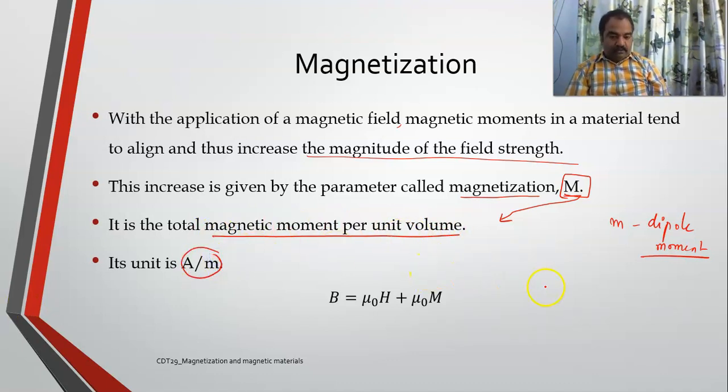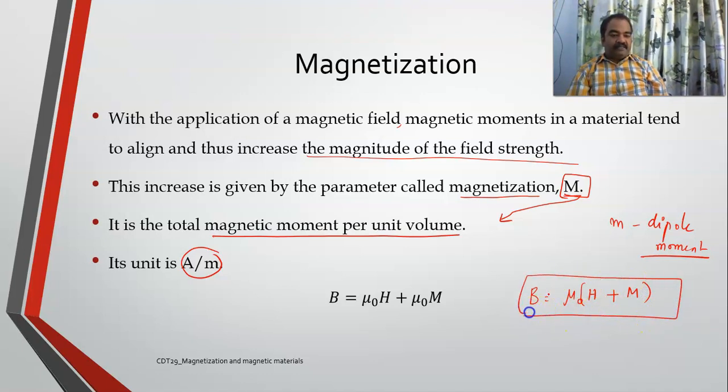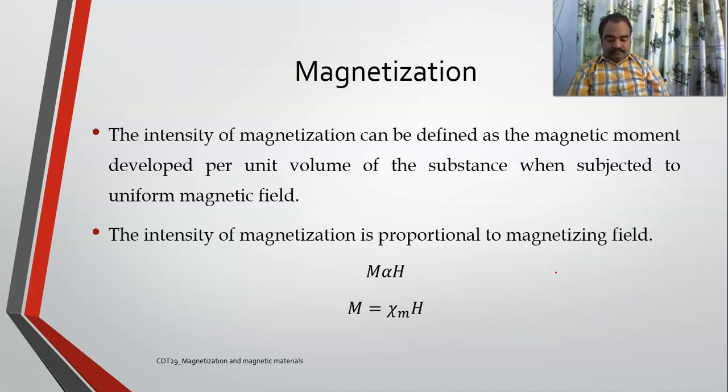Now, if I take the relation between B and H, if there is no material, I can directly take it as B is equal to mu naught H. Now, because of the presence of a material that is experiencing magnetization, the net field is given by B is equal to mu naught into H plus M. Now, the intensity of the magnetization, capital M, is dependent on the magnetic moment per unit volume of the substance when subjected to a uniform magnetic field.